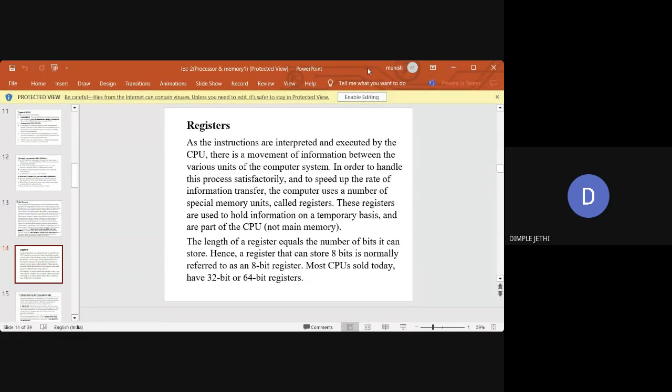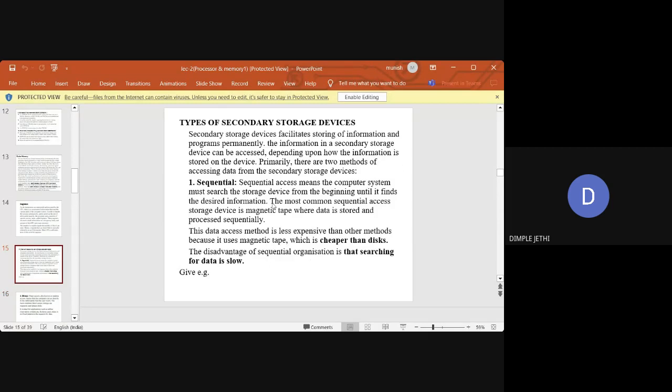Yes, so these are registers. The number of registers equals the number of bits that it can store. As I told you in the last class also, if you say 32-bit computer, that means 32 registers. And why do we call it 32? Because each register can store 1 bit only. So 32-bit means it has 32 registers and each register can store 1 bit. That is why we call it 32-bit or 64-bit register. Then this was all about your primary memory.